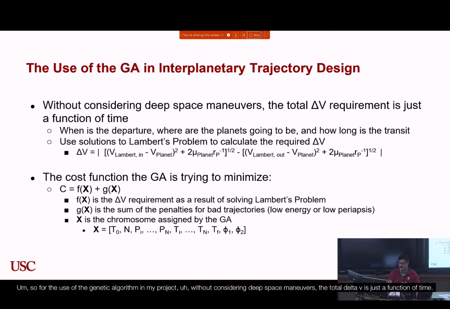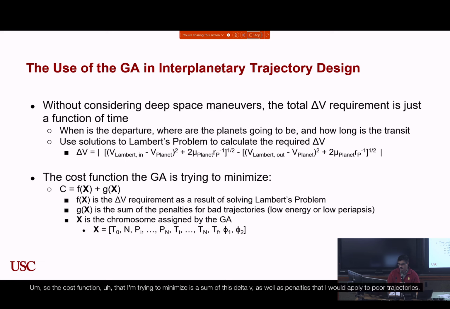So for the use of the genetic algorithm in my project, without considering deep space maneuvers, the total delta V is just a function of time: your departure dates, time between legs, and time to your final planet. So using the solutions to Lambert's problem, you can see the delta V equation that I use, which is basically the delta V and the difference of the energies of inbound and outbound trajectories.